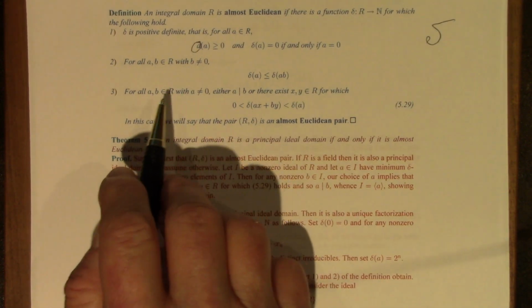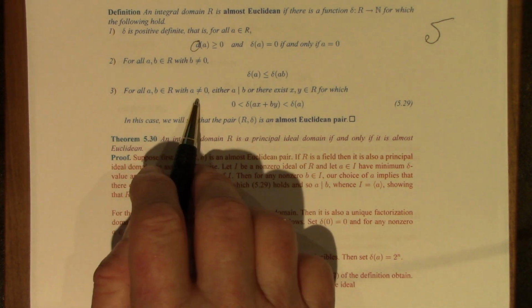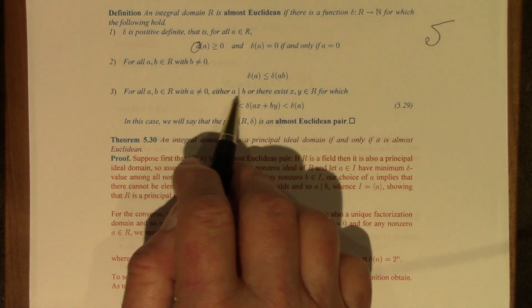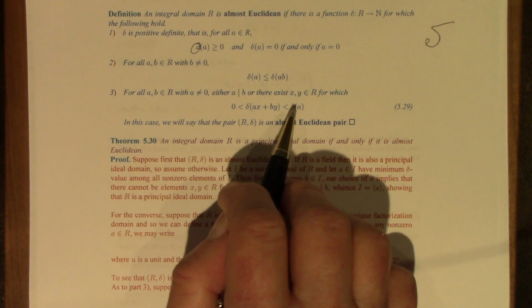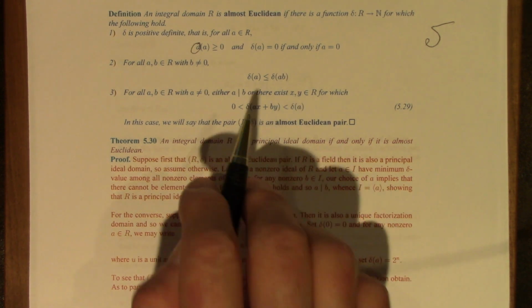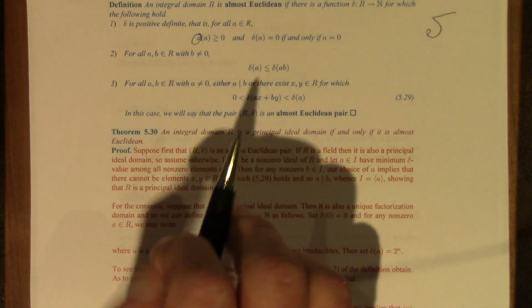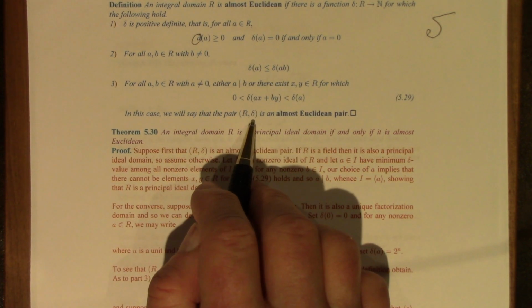And in place of the division algorithm, we have: for all A and B in R with A not 0, either A divides B or there exist elements X and Y in R for which these inequalities hold. Okay. If this obtains, we're going to say that (R, delta) is an almost Euclidean pair.